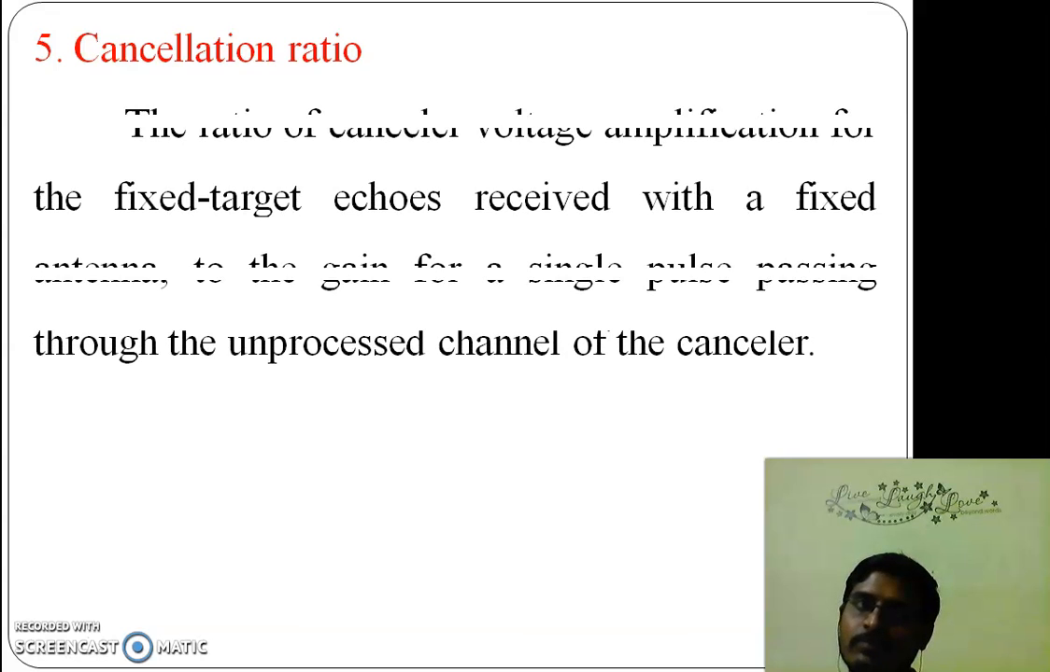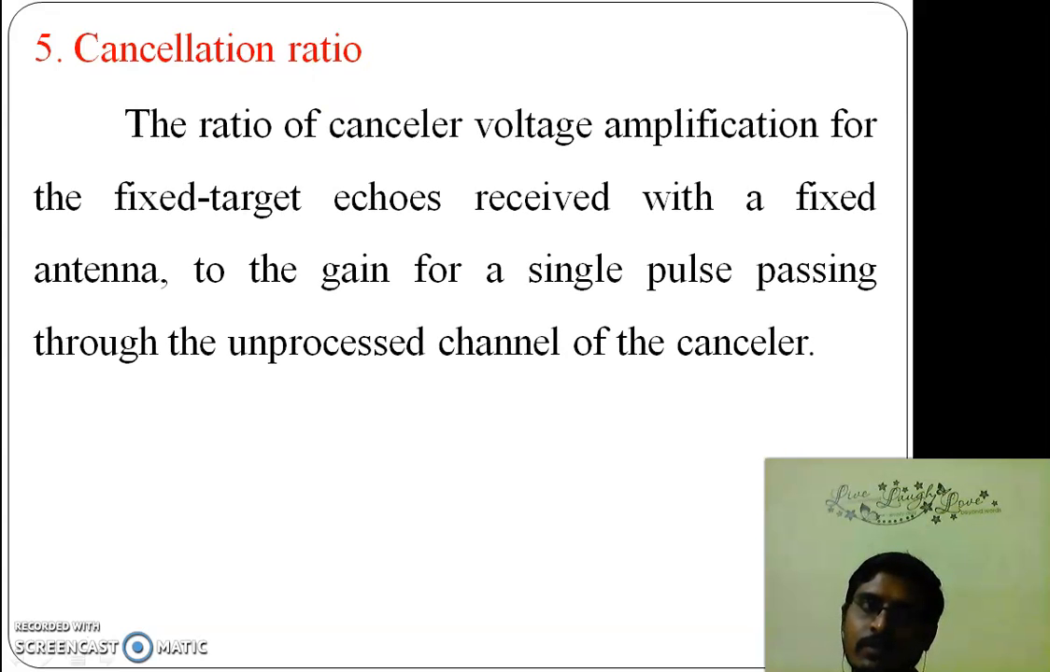Cancellation ratio. The ratio of canceller voltage amplification for fixed target echoes received with a fixed antenna to the gain for a single pulse passing through the uncompressed channel of the canceller. This ratio is called cancellation ratio.